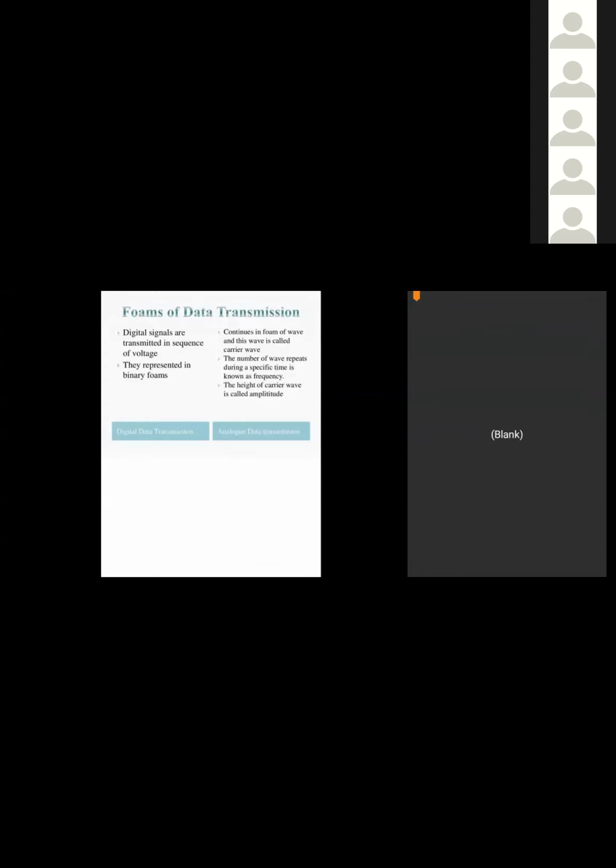As you can see, in simplex, data flows in only one direction. In half duplex, it flows in both directions but not simultaneously. And in full duplex, it flows in both directions simultaneously. Forms of data transmission: digital data transmission.